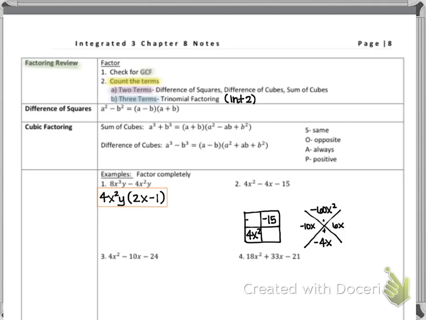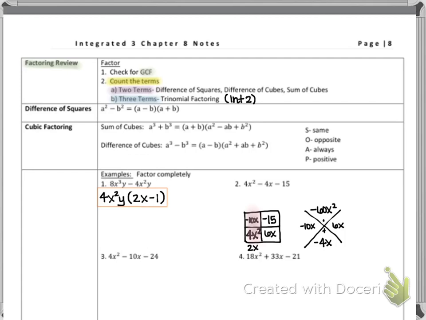It doesn't matter which one goes where. And then from here, we divide. So I'm going to take a look at that entire first column. I'm going to look there and ask myself, what goes into both of those evenly? Well, with the 4 and the 10, I believe it's a 2, and the x squared and the x is going to be an x. So this is going to give me a 2x.